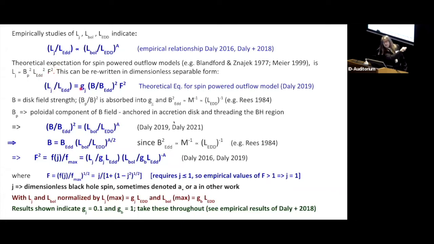All other spin powered outflow models that I have looked at, and I've looked at 4 or 5, every one that I could find that had an analytic expression, they all have the exact same relationship. The thing that's different is the constant of proportionality. We actually determine that empirically, and the model that matches is the Meyer 1999 model.